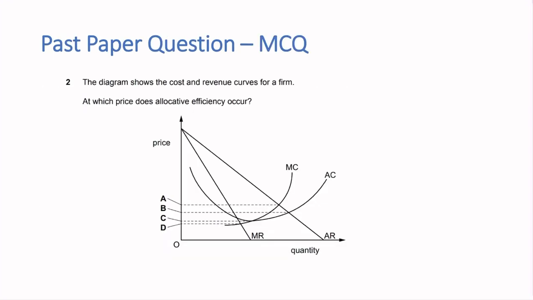Now let's take a look at this past paper question. The diagram shows the cost and revenue curves for a firm. At which price does allocative efficiency occur? Is it at A, B, C, or D? I'm going to give you guys 1 minute to answer this question.